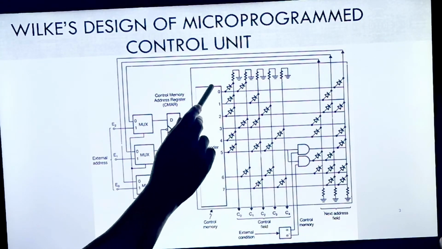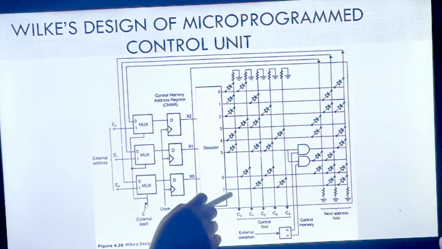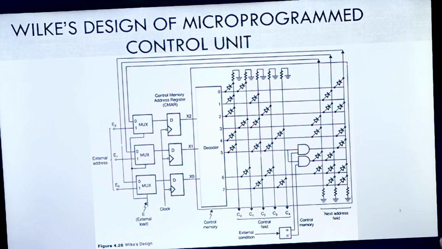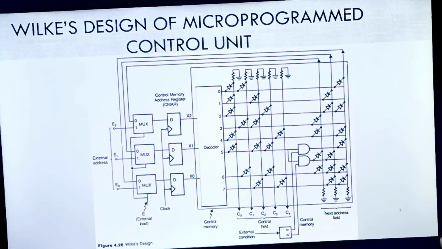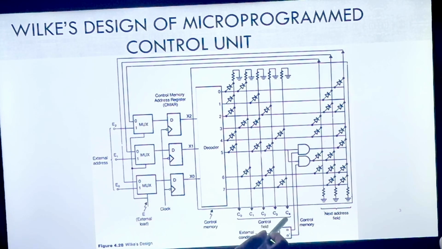I hope the decoder is clear for you, why I have taken 3 to 8, because I have a total of 8 different states. So I have taken a 3 to 8 decoder. If the number of states is more, then I have to take 4 to 16 and so on. And why have I taken 5 different control signals?